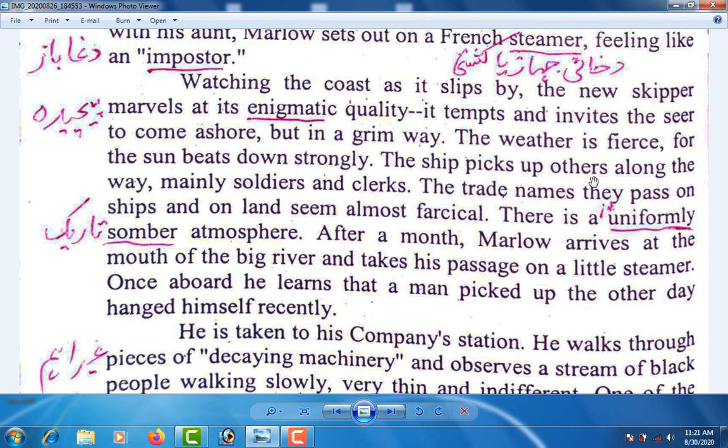The ship picks up others along the way, mainly soldiers and clerks. The trade names they pass on ships and on land seem almost farcical. There is a uniformity, a somber atmosphere. After a month, Marlow arrives at the mouth of the bigger river and takes his passage on a little steamer. Once aboard, he learns that a man picked up the other day hanged himself recently.